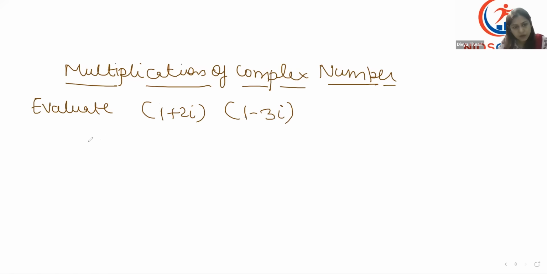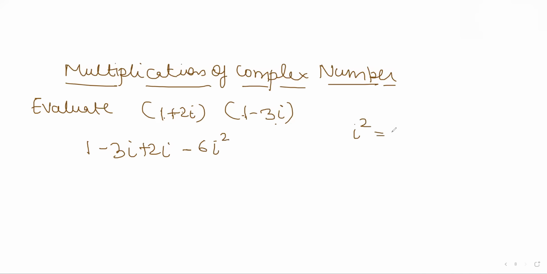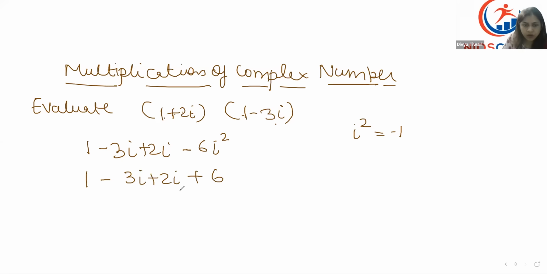1 multiplied by 1 will give me 1. 1 multiplied by minus 3i will give me minus 3i. Plus 2i multiplied by 1 will give me plus 2i. Plus multiplied by minus gives minus, 2 multiplied by 3, I get 6. And iota multiplied by iota, I get iota power 2. And I know iota power 2 is equal to minus 1. So I will substitute this minus 1 over here, then I will get plus 6. Now on collecting the real part together and the imaginary part together, I will be getting 7 minus iota.